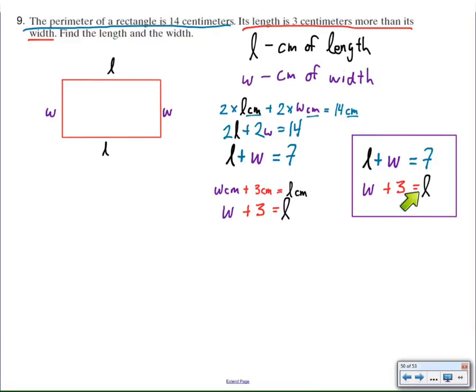The nice thing about this system is it's already solved for L. I just have to substitute W plus 3 in for L right here, and I can already see that the length is going to be 8, and the width is going to be 3 less than that, so no, that can't be right. Anyway, you can solve that one later. Sorry for the stammering.